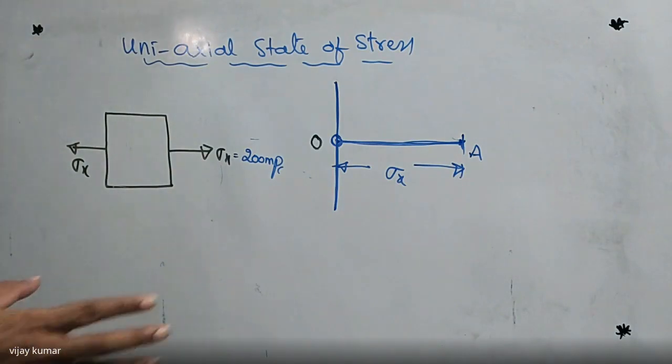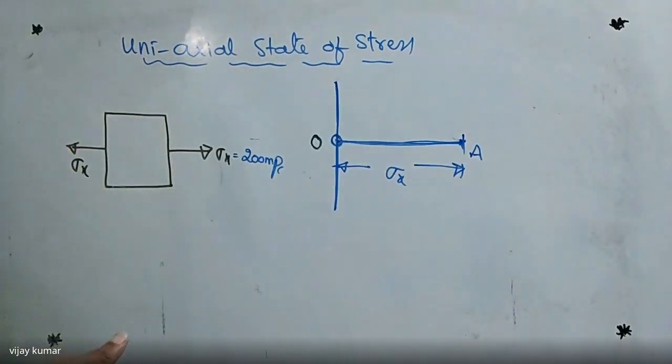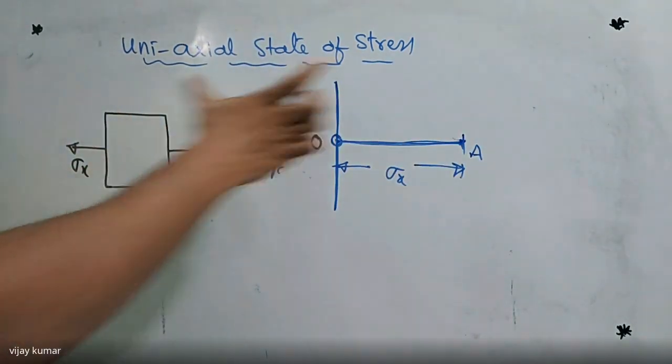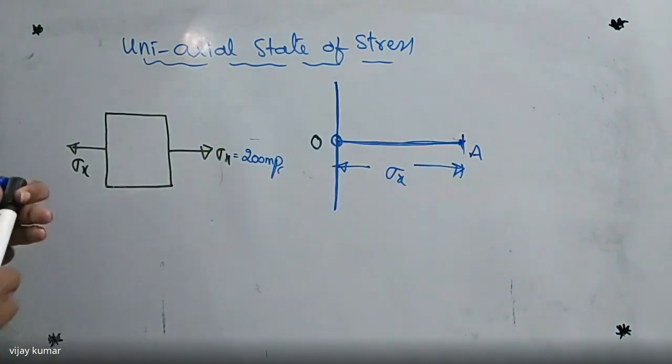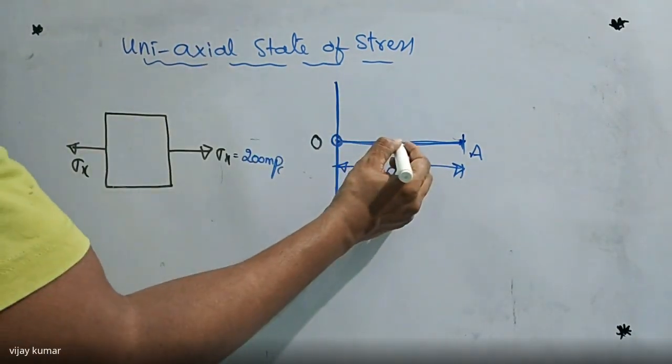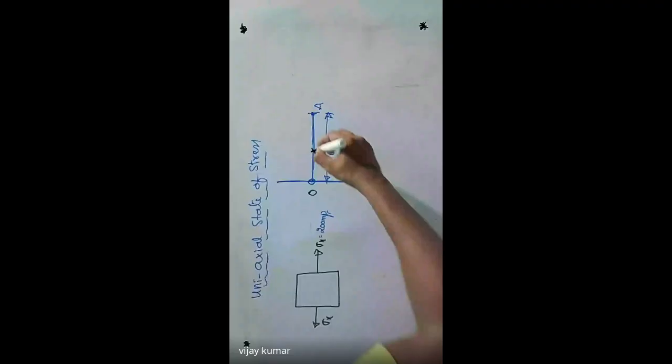Right. So two things are clear now. Take the two reference axes and indicate the stress on this axis, that is here tensile, and divide that line OA into two equal parts. That point I'm going to take as B.